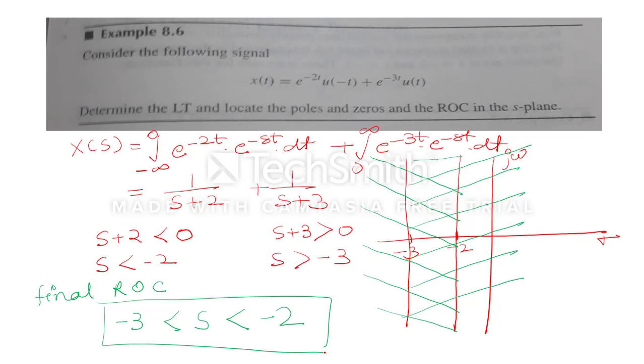If we want to talk about stability and causality, you should remember that for stability, the final ROC should include the j omega axis, but here the ROC is present between minus 3 and minus 2 only, so it is not a stable system. And second, for causality, it should be a right sided sequence, and here it is just a one band, so it is neither a stable nor a causal system.